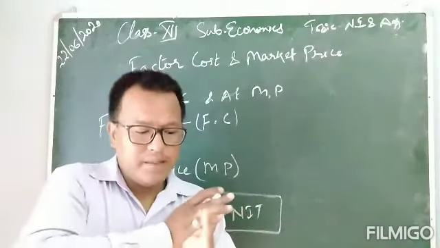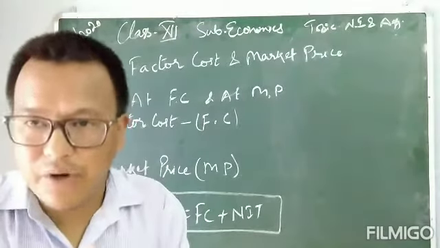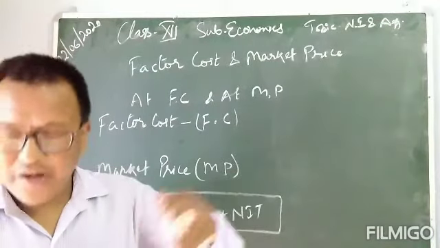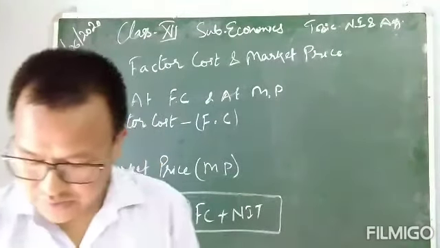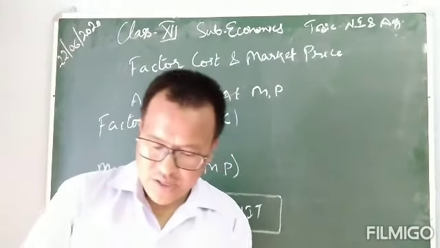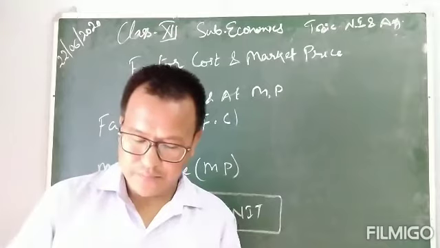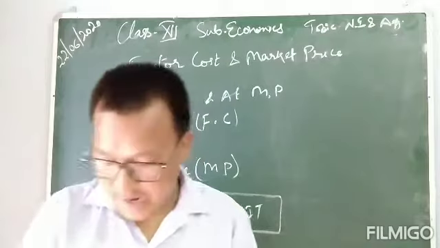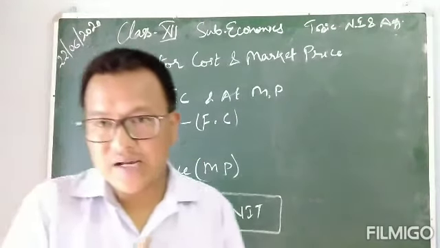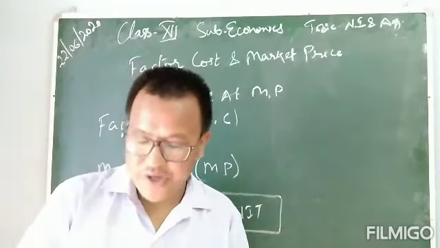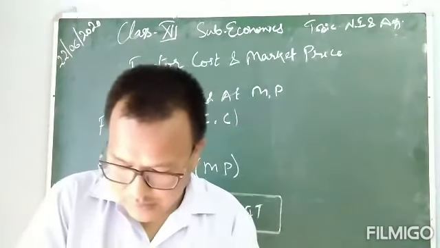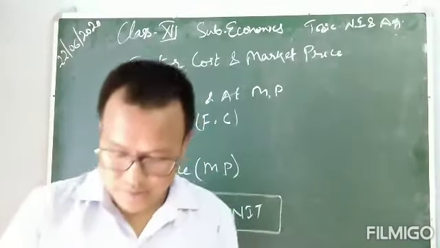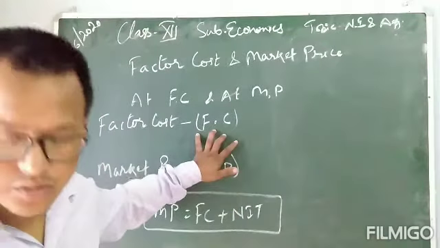So the firm pays the factors of production for rendering their productive services, and in return they give rent, wages, interest, and profits, etc. These are the monetary value paid for production, paid by the production units. So these are called factor cost.